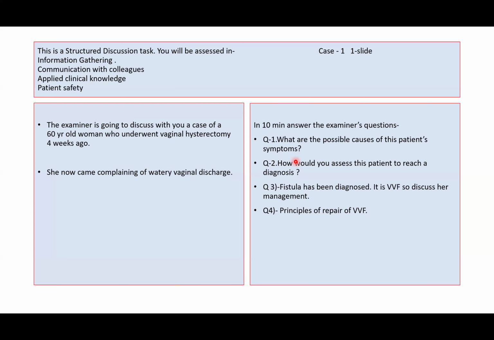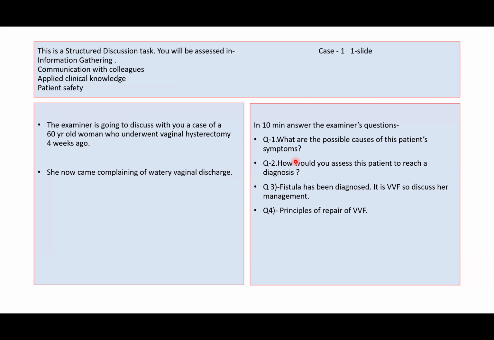After the examination, I will do some investigations: full blood count to see her hemoglobin and WBC count to rule out any infection. And I will do her renal function test and liver function test to see her general condition, and urine analysis to rule out any infection. And a high vaginal swab also to send for culture and sensitivity for infection.